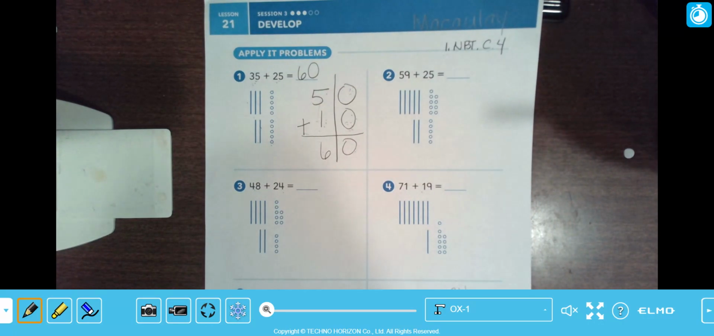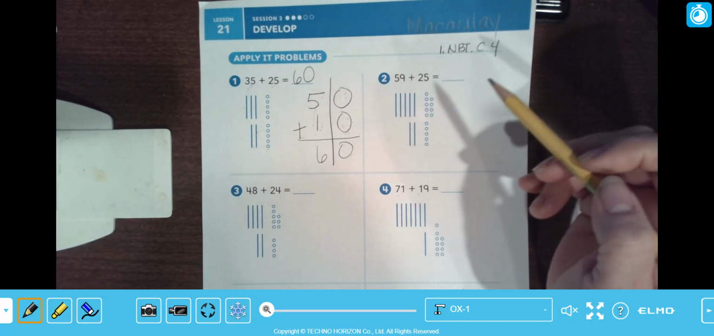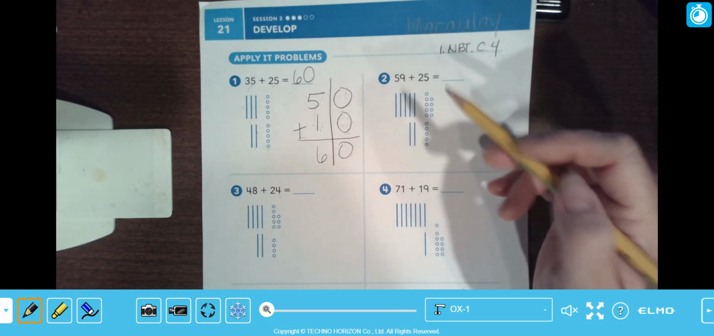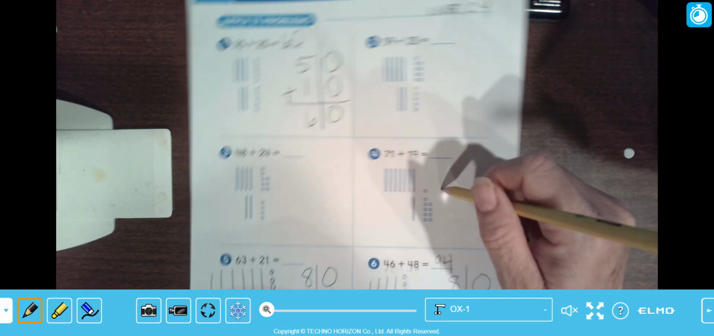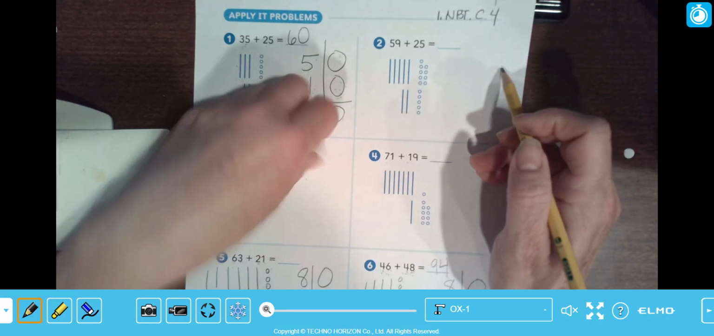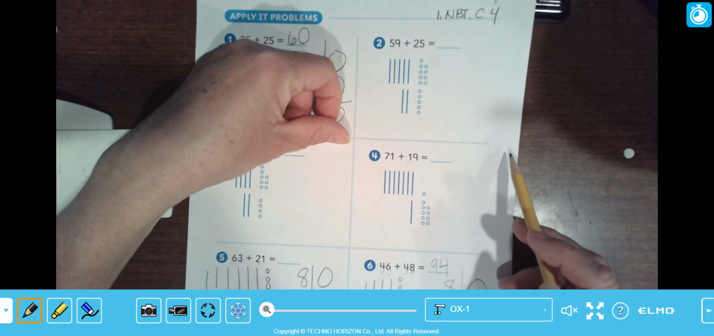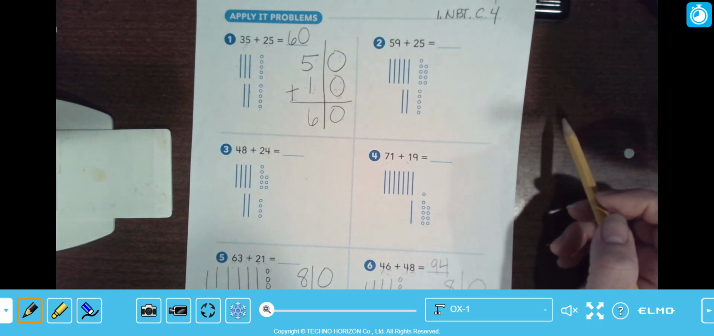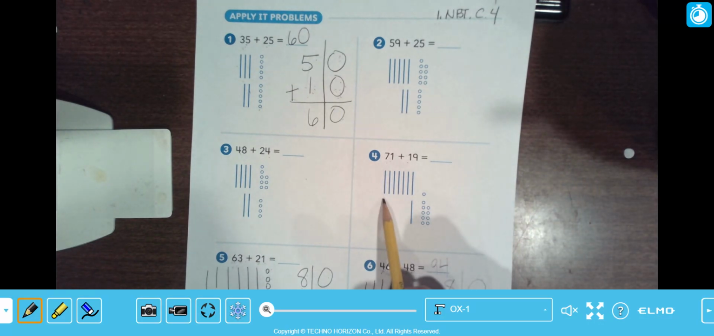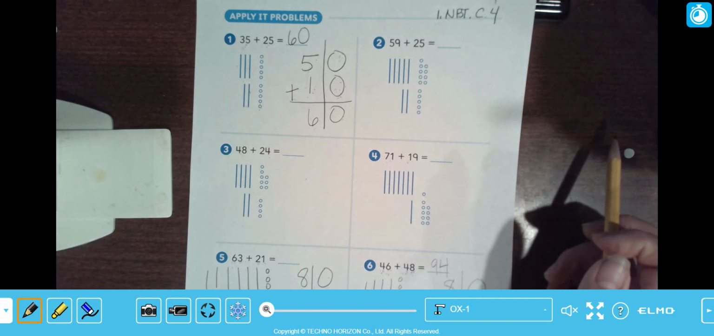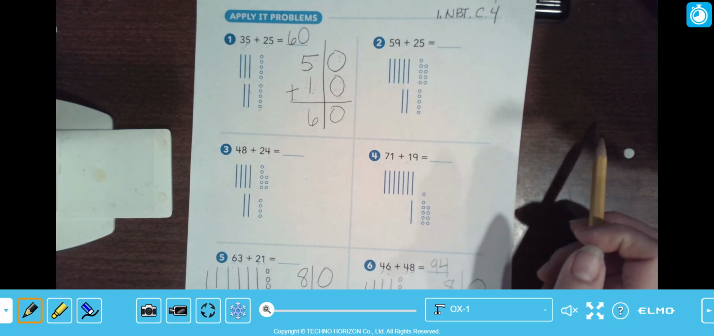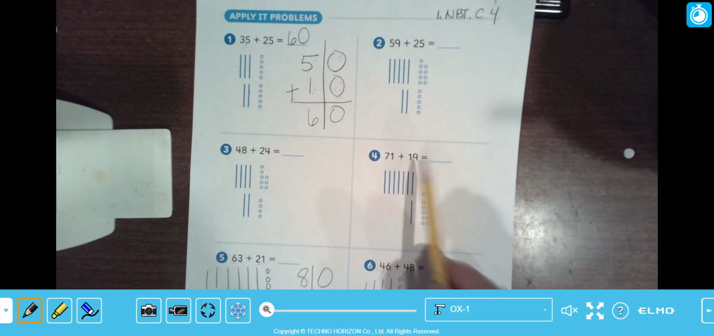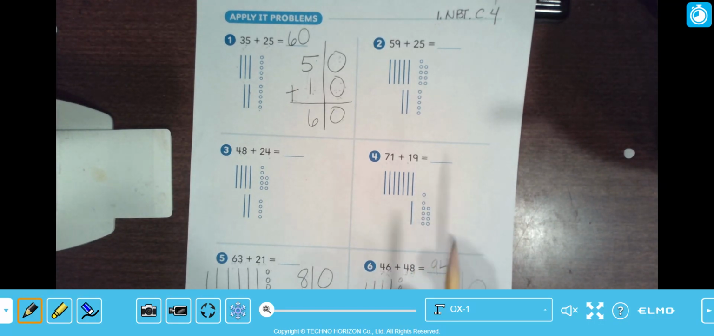Okay, let's go down. Let's go to this one right here. Or let's do this one actually. Let's do number 4. And you can do 2 and 3 without me. Okay, so what do we do first? Well, we're supposed to draw 71, but look, they already did it, so we can skip that part. What do we do next? Yeah, we're supposed to draw 19, but look, they already did it for us. So we can skip that part, right? So what do we do next?